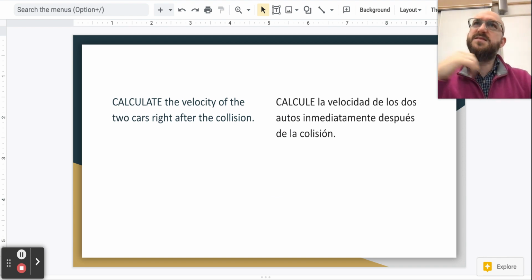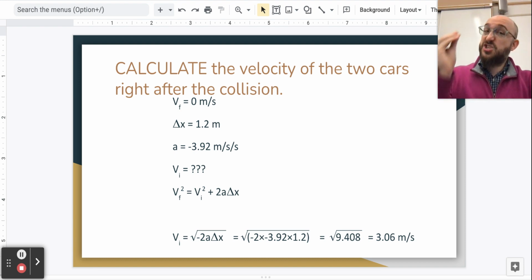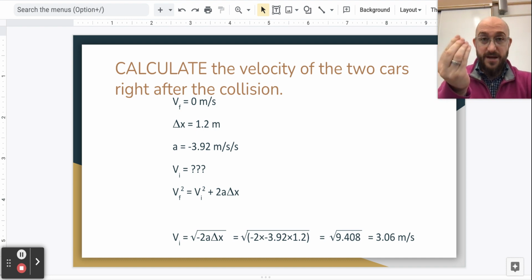All right, now that we have the acceleration, can we use that to find the velocity right after the crash? If all I know is how far it went after it crashed, can I figure out what that speed was right away? Yes. And to do that, we have to realize that our V final here is 0 after it's come to a stop, after it traveled a displacement of 1.2 meters, with an acceleration of negative 3.92 meters per second per second. We are looking for that starting velocity.